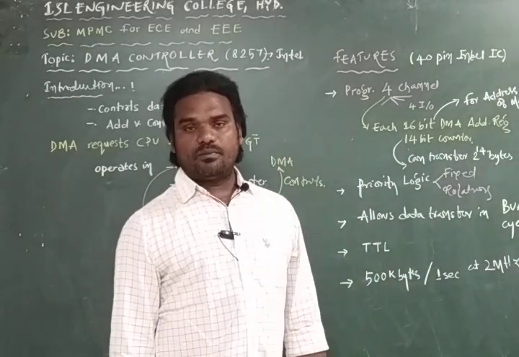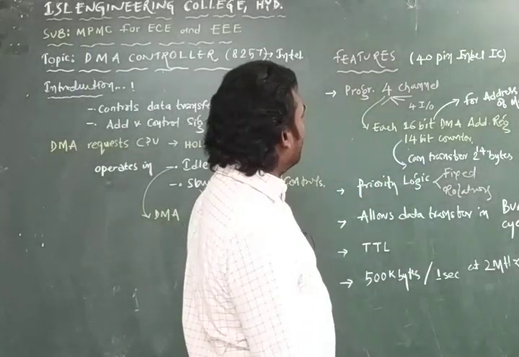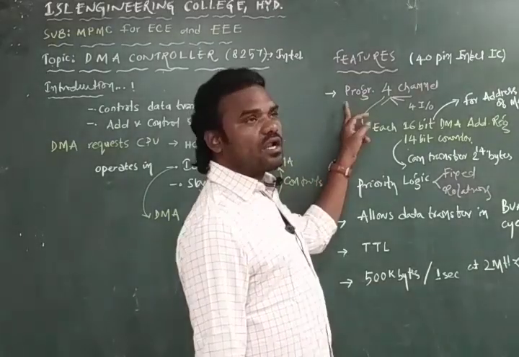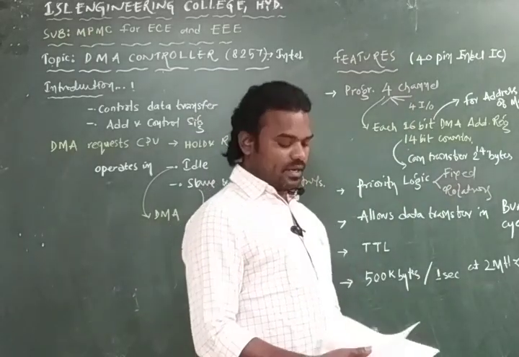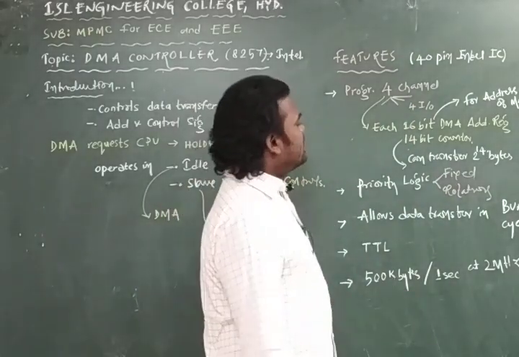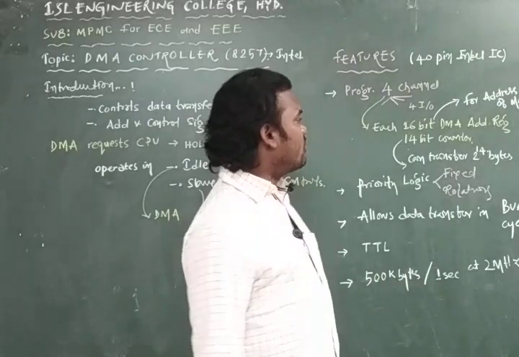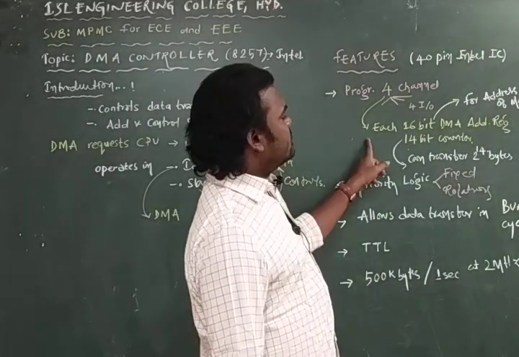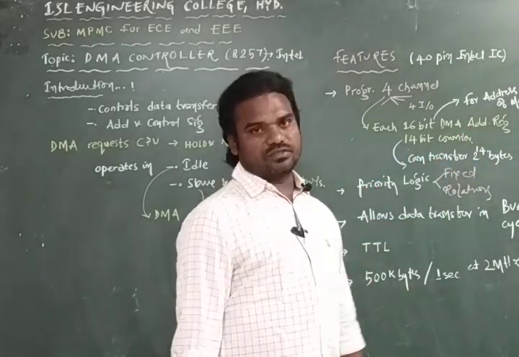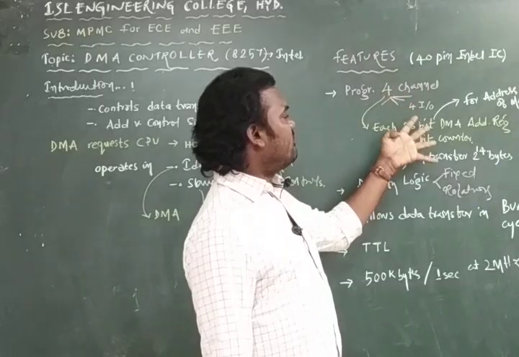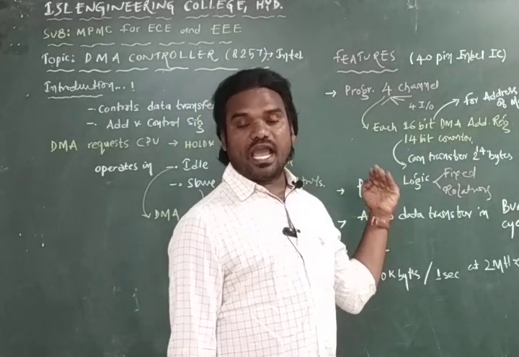whereas 8255 is a programmable peripheral interface. Coming to the first very important feature of this 8257, it is a programmable integrated circuit. It has 4 channels. It is a 4 channel DMA controller. Each channel has a 16-bit DMA address register and a 14-bit counter. Each channel, that means here it has 4 channels, so 4 input output devices can be interfaced with the 8257.